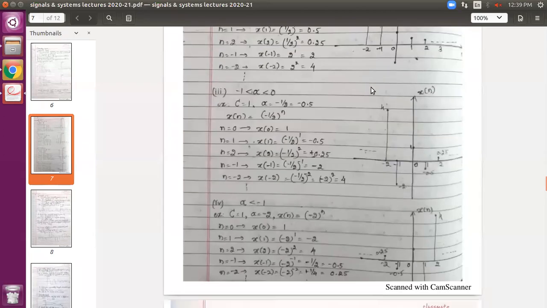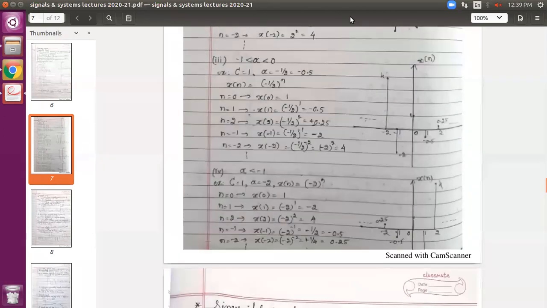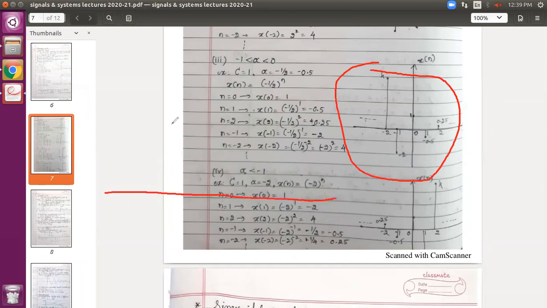If you see, this was the work given, I'm just repeating it. The third case, when you are taking the alpha value between 0 and minus 1, some negative value, I have taken minus 0.5. Here the pattern is somewhat different. You can check it. What observation you can make here? It is something like this. You cannot identify it like this.